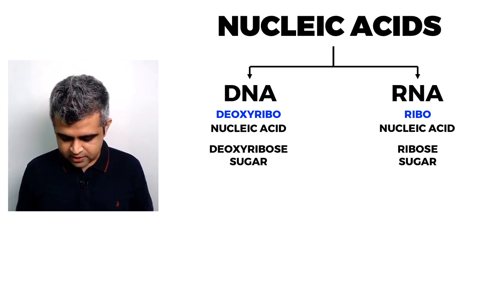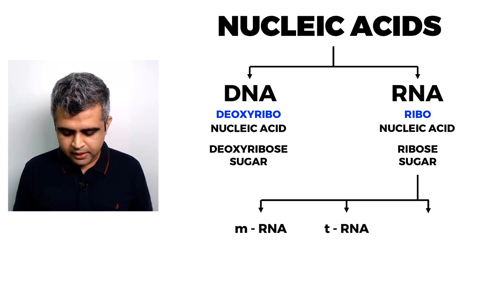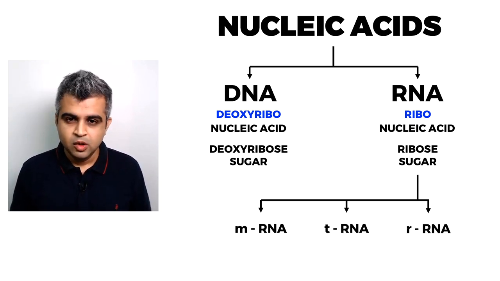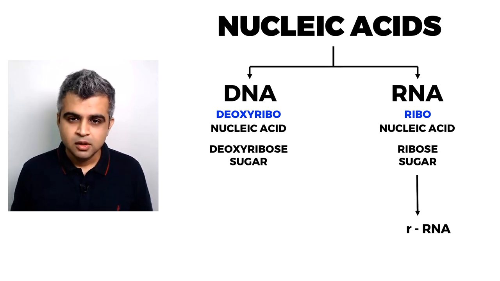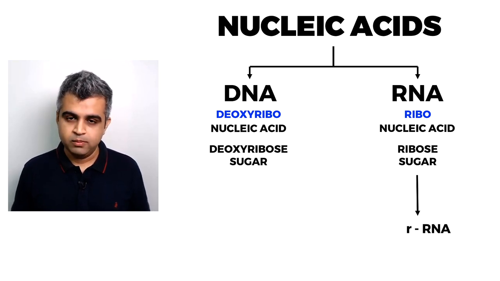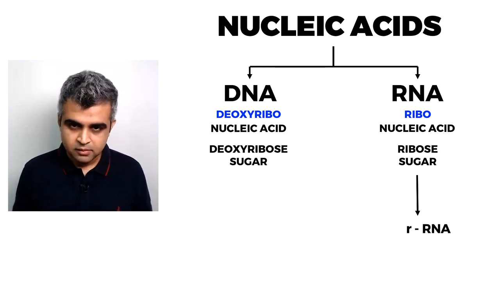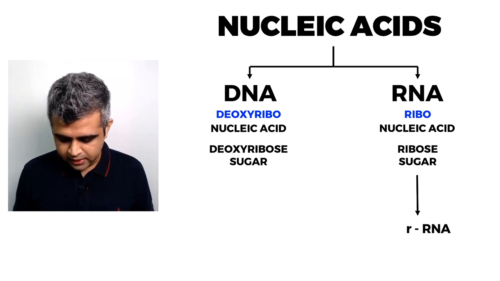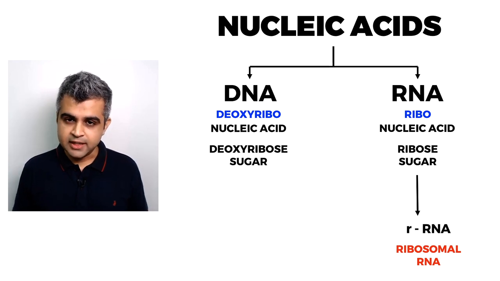RNA is further classified into three main types. You have mRNA, tRNA, and rRNA. For our purposes right now, we don't need to focus on the first two at all, so you don't need to remember them as of right now. What do you need to focus on? That there is one type of RNA out of three which is called rRNA. The R in rRNA stands for ribosomal. This will be important in today's lecture, so just keep this in mind.